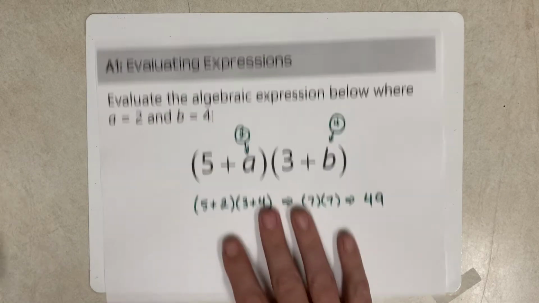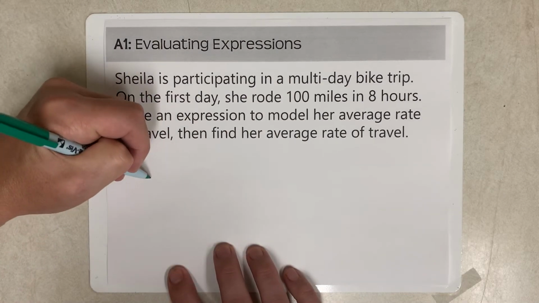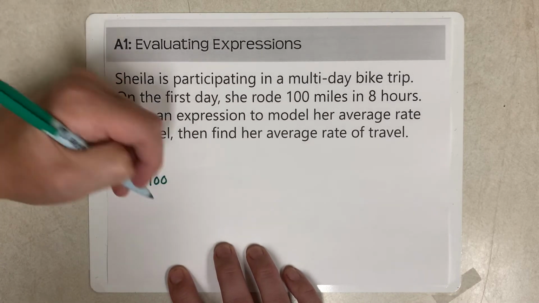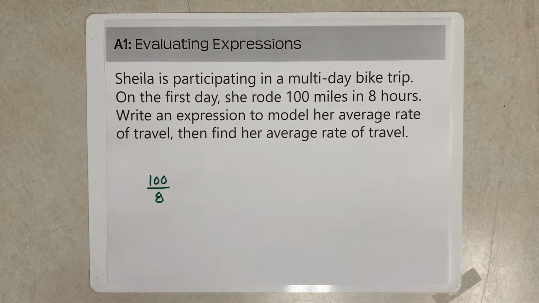All right, so let's take a look at this one here. This is a word problem. This one says, Sheila is participating in a multi-day bike trip. On the first day, she rode 100 miles in 8 hours. It says, write an expression to model her average rate of travel and then find her average rate of travel. All right, so if she rode 100 miles in 8 hours, okay, then you have 100 divided by 8 would be miles per hour, right?